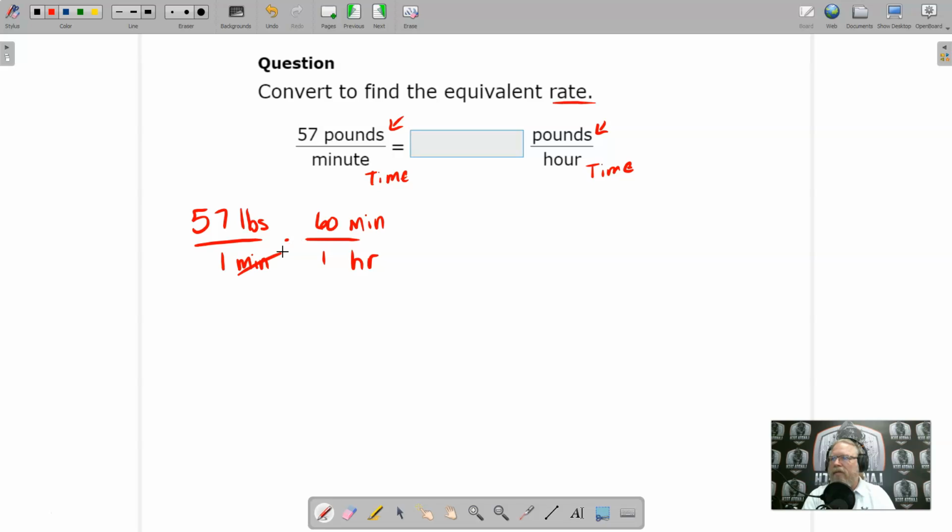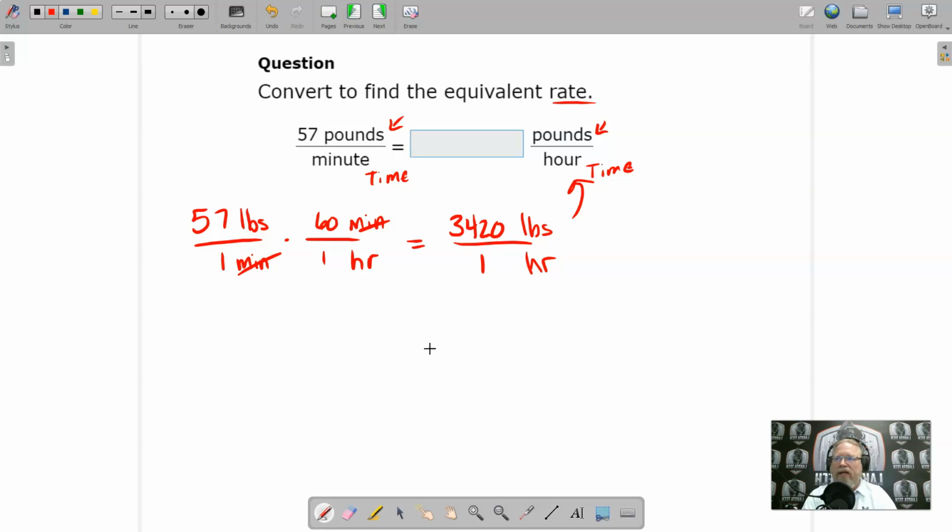Now check this out. Minutes cancels minutes. So what do we have left? We have pounds in the numerator, LBS. In the denominator, we still have hours. And this is going to give us exactly what we see right here, pounds per hour. So now we just do 57 times 60. So 57 times 60 is going to give me 3,420. 1 times 1 is 1. So that is per 1 hour.